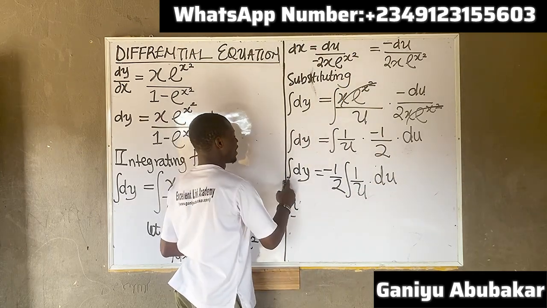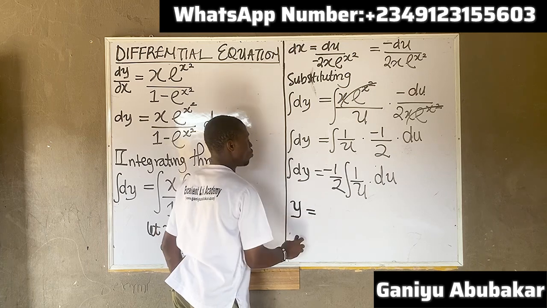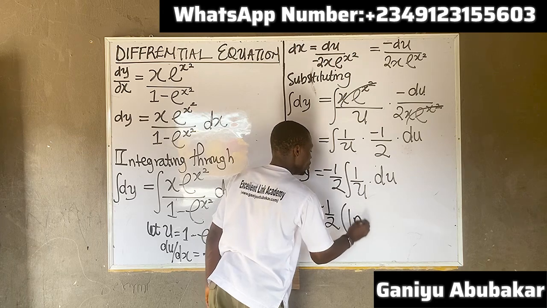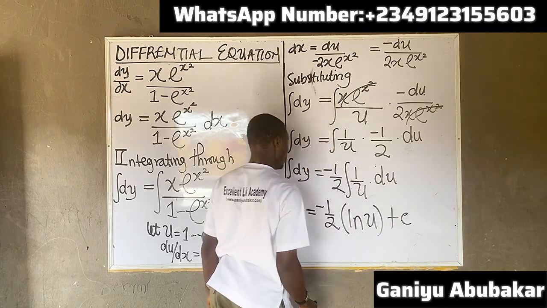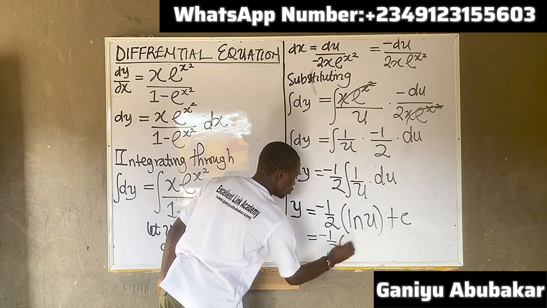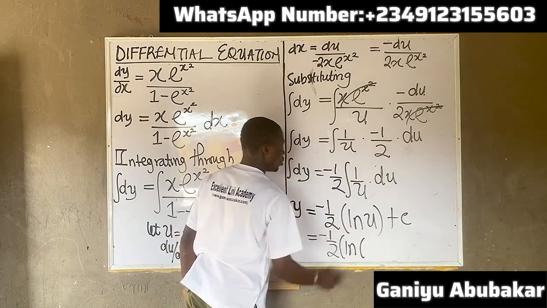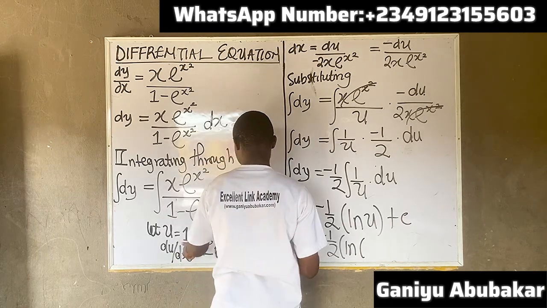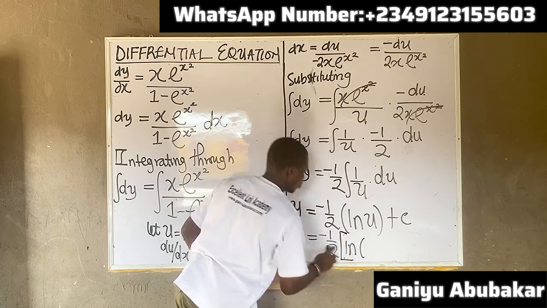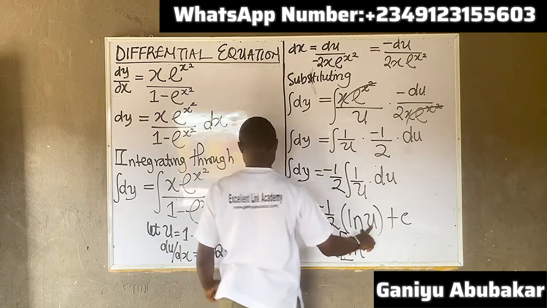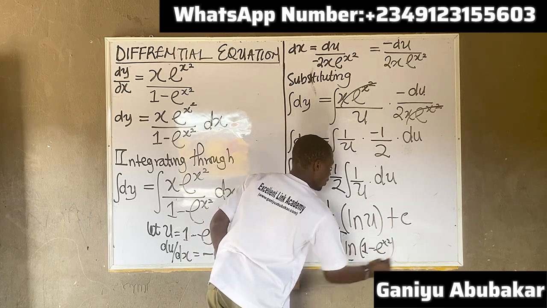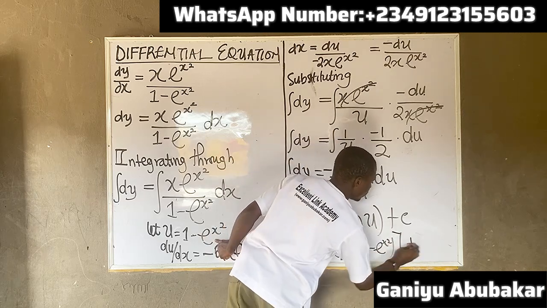From here, if I integrate dy, I'll have y equal to minus 1 over 2 into, if I integrate 1 over u, that gives you ln u, of course, plus c. This is now equal to minus 1 over 2 into ln, what is u? u is this value here. So in essence, my answer should be minus 1 over 2 ln of 1 minus exponential x squared, plus c.